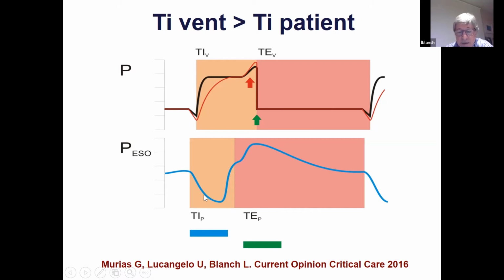In other words, if the patient stops here and wants to expire, the ventilator does not allow the patient to expire and the patient is blowing. It's blowing, it's contracting the expiratory muscles because he wants to enter into the expiration, but the ventilator does not allow the patient to do so.